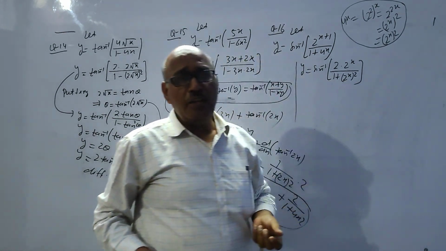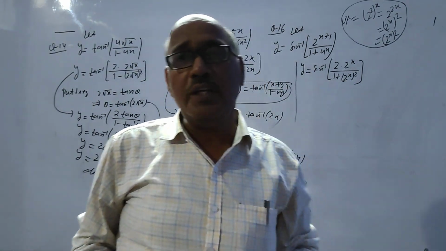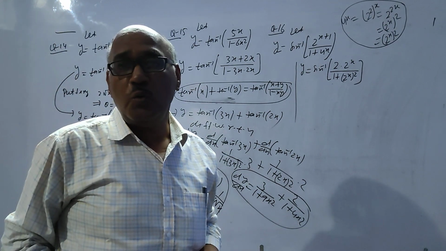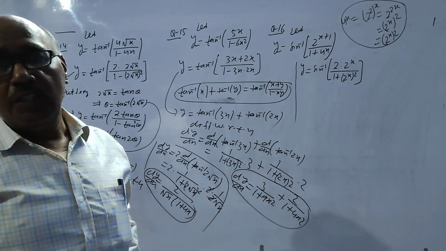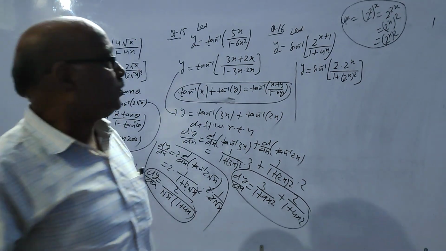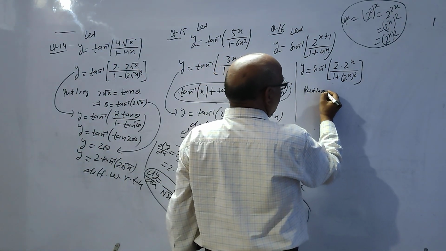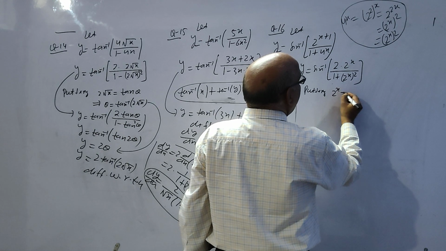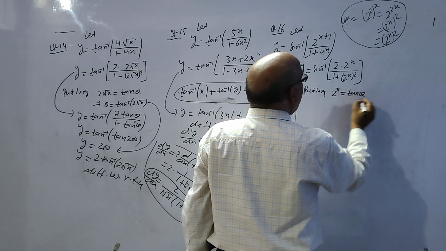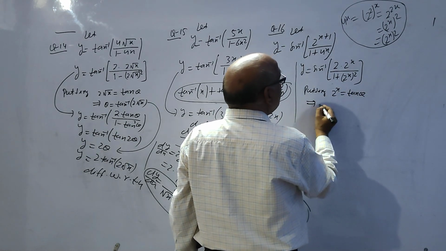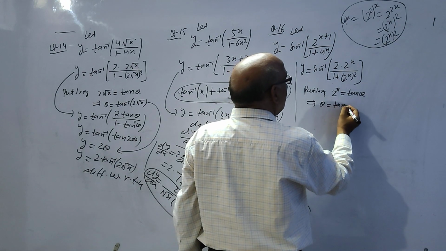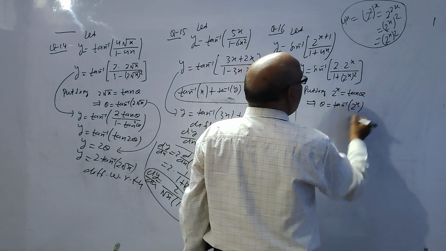And you know one formula of sine 2 theta. Sine 2 theta, in terms of tan, is equal to twice tan theta upon 1 plus tan square theta. So here, putting 2 to the power x equal to tan theta, this implies that theta is equal to tan inverse 2 to the power x.